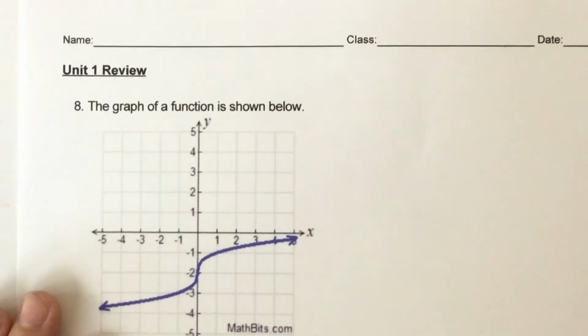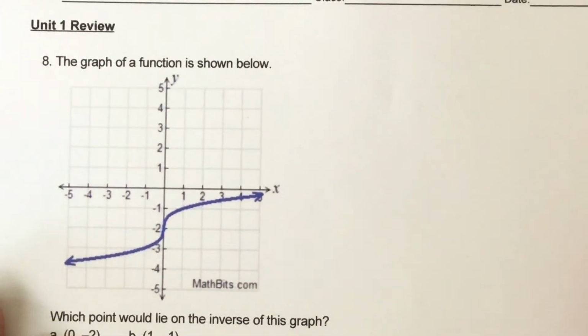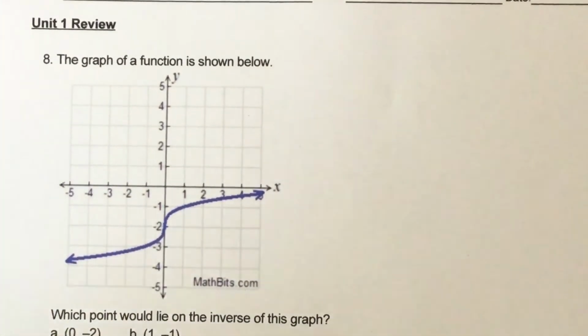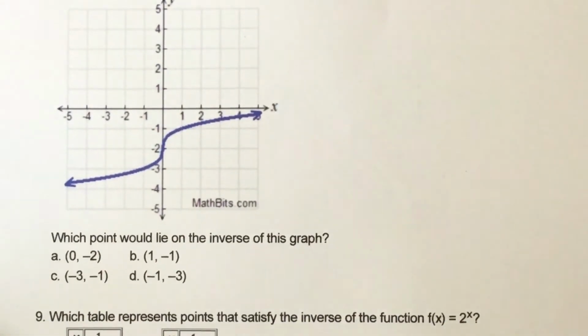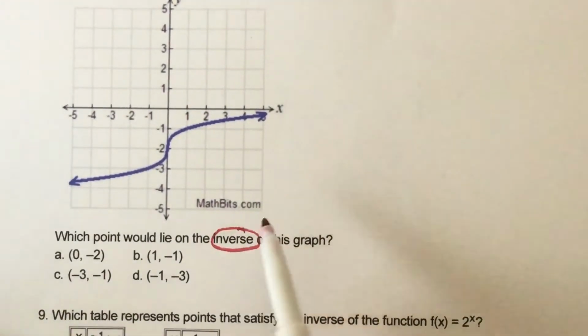All right, on to number 8. Okay. Number 8. The graph of a function is shown below. And then it says, which point would lie on the inverse?